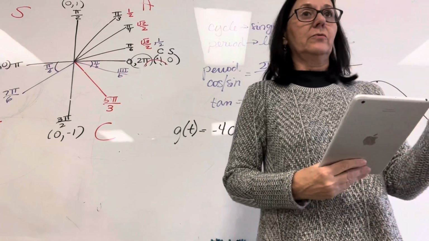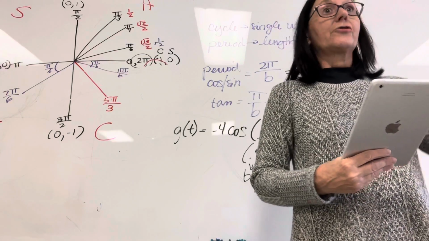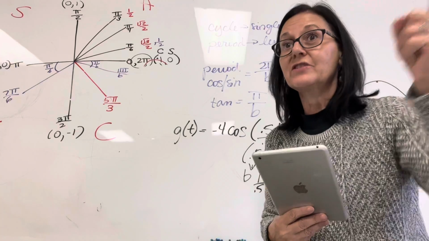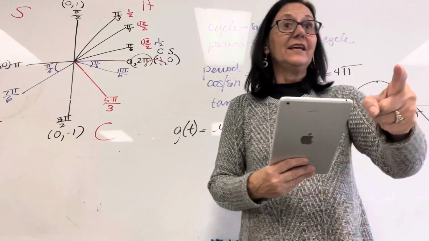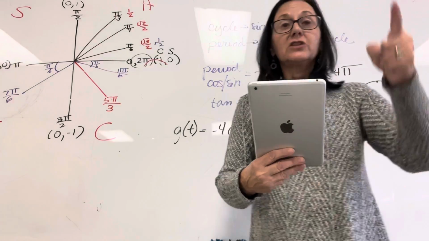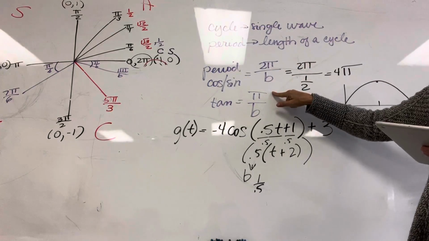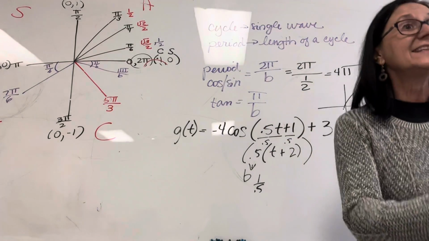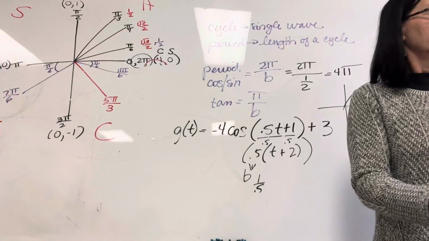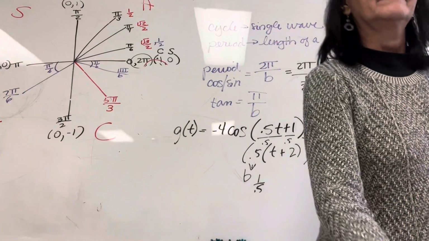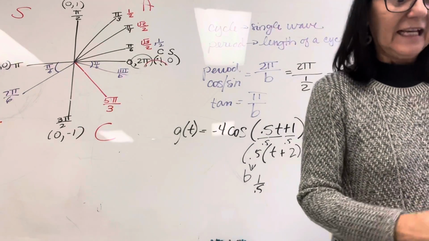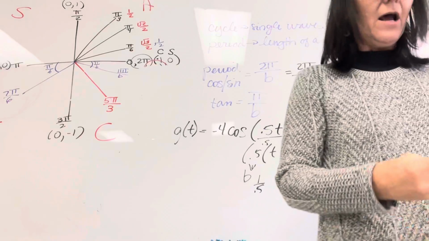What's my b value? 3 is my b value. Do you see that? It's 3t. So 3 is my b value. So what is the period? 2 pi over 3. What does that tell me? It completes 1 cycle. Yes. It completes 1 whole cycle.